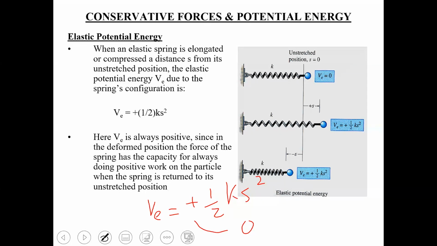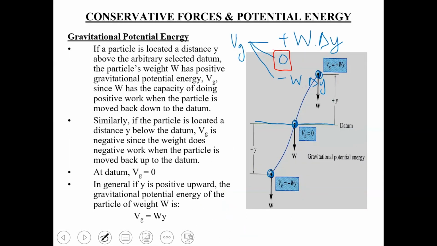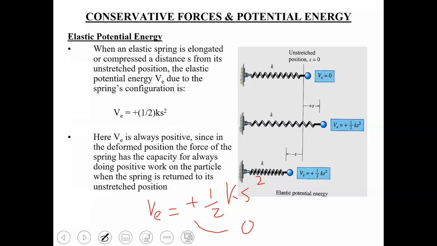Yes, sir. So if we summarize potential energy, we have two types of potential energies. One is the gravitational potential energy, which is due to weight. The other one is the elastic potential energy, which is due to an elastic spring. The gravitational potential energy can be positive, negative or zero, depending on whether the particle is located above the datum, below the datum, or at the datum. So, based on the position of your selected datum, the gravitational potential energy can be positive, zero or negative. In contrast, the elastic potential energy is always a positive quantity whenever the spring is displaced from its neutral position, whether compressed or elongated. In both cases, the elastic potential energy is half k s square. However, if the spring is at its unstretched, neutral position, then the elastic potential energy is zero.